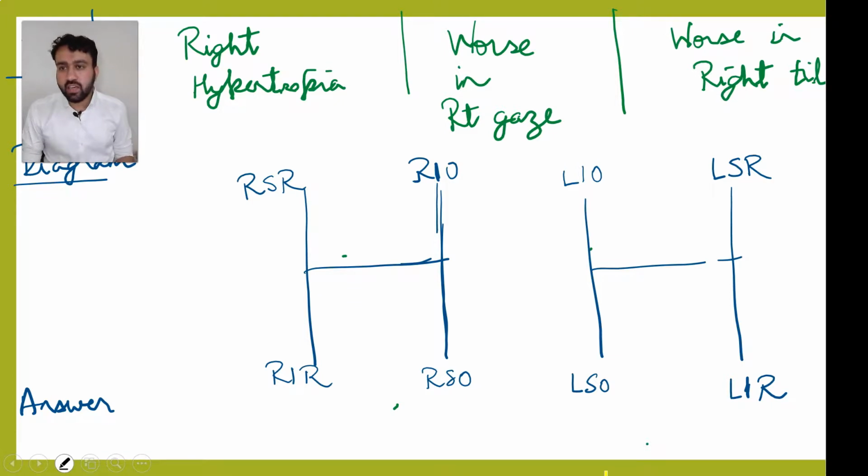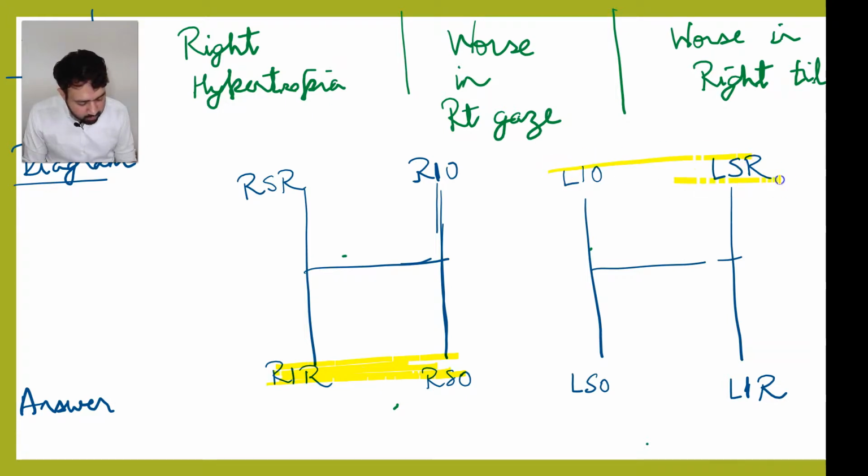Okay, so let's say that in the question you've been provided three pieces of information: right hypertropia, worse in right gaze, worse in right tilt. I'm taking a simple example for us to be able to understand properly. If it is a right hypertropia, you have to remember that the depressors of the right eye or the elevators of the left eye are the ones that are affected. Okay, so far so good.